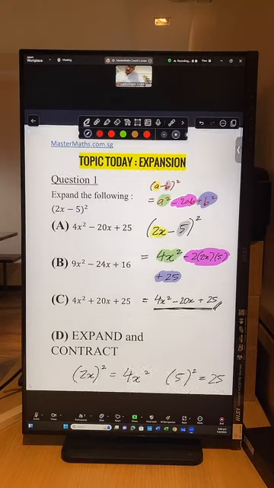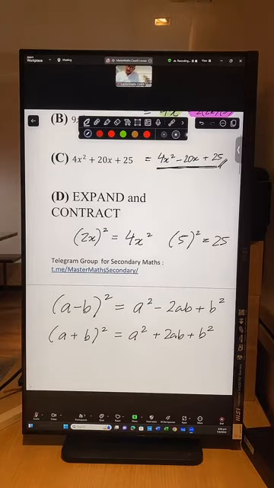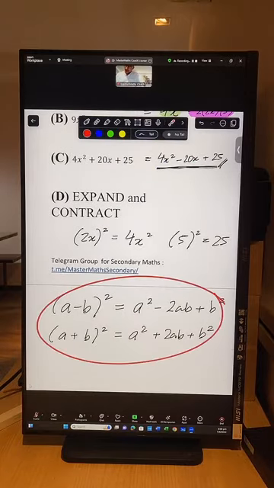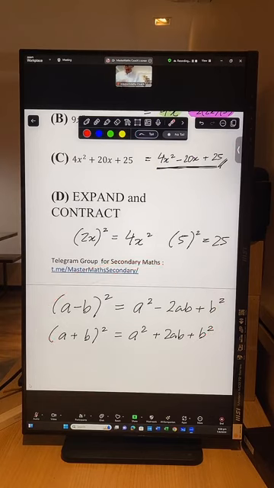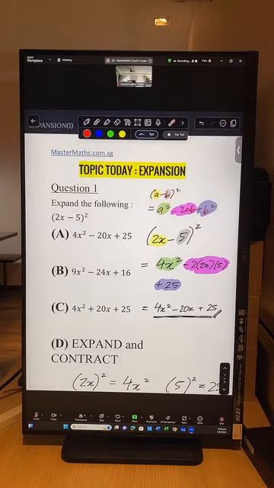Now, assuming you have not memorized this, there is another method you can use. It's called the rainbow method. You guys have heard about the rainbow method? Comment yes if you've heard about the rainbow method. No need to sub the negative for the B. Good question, but no.